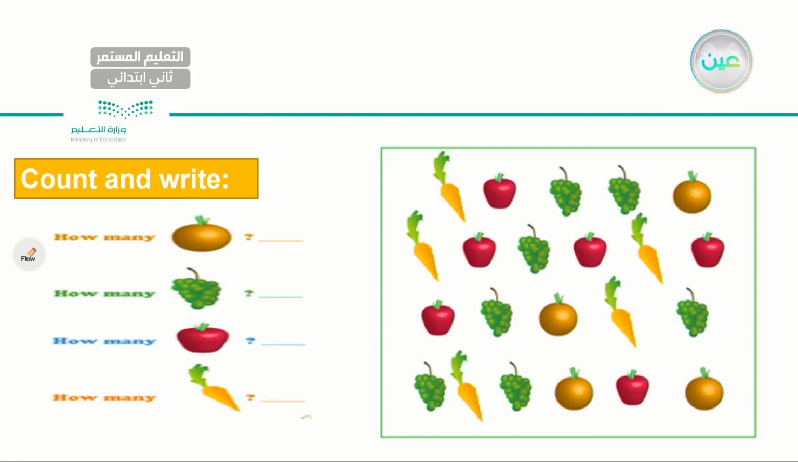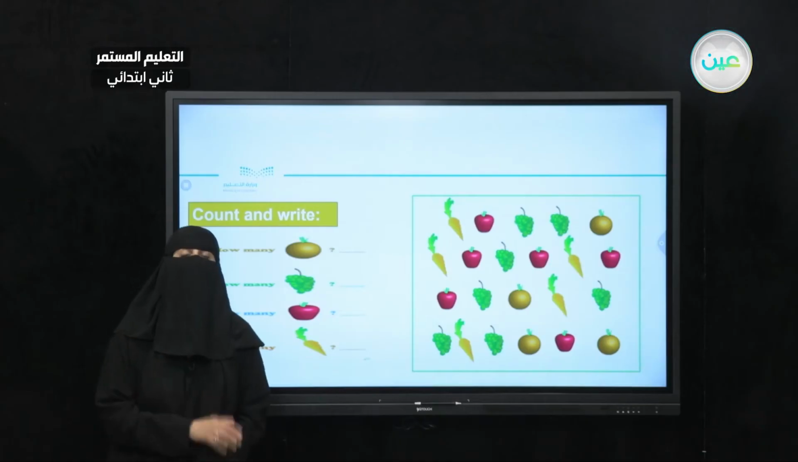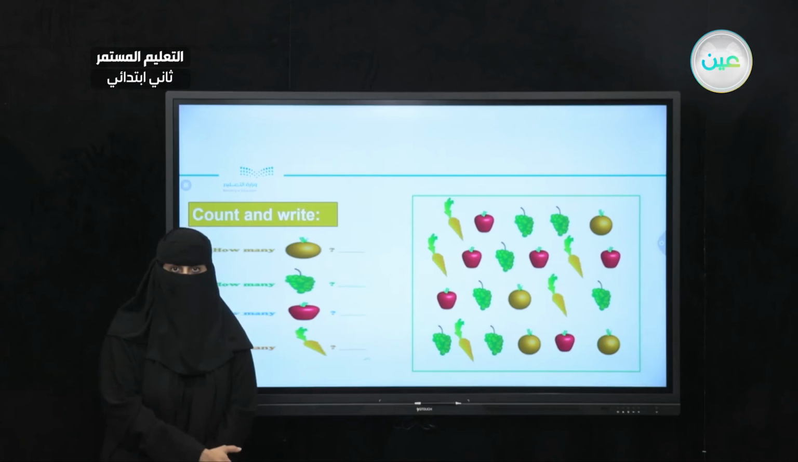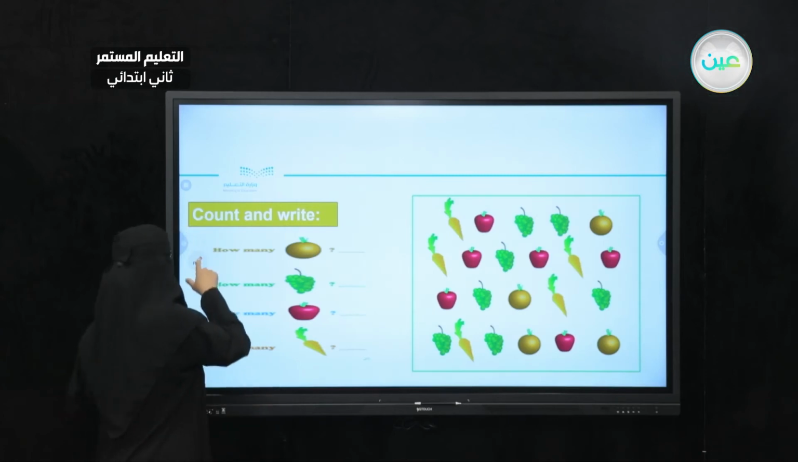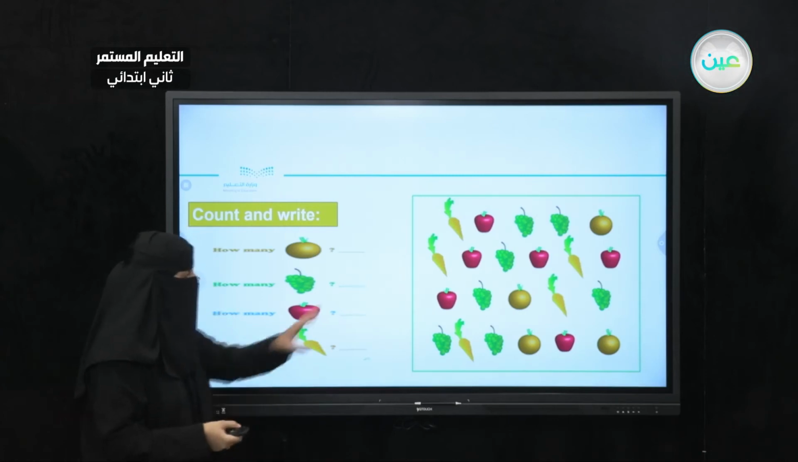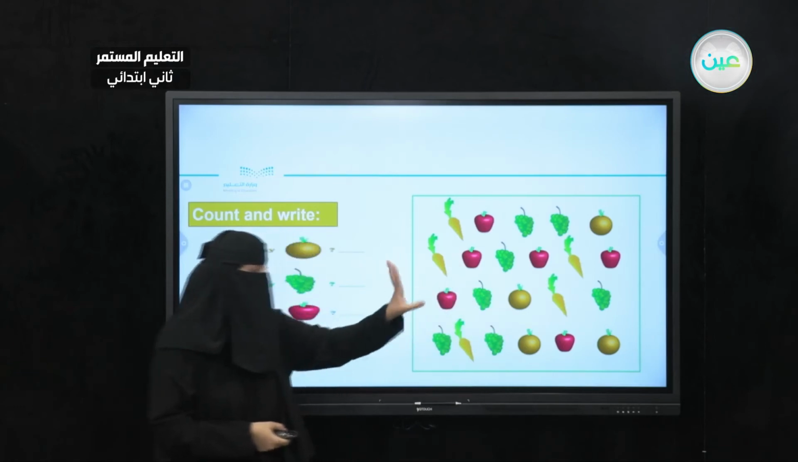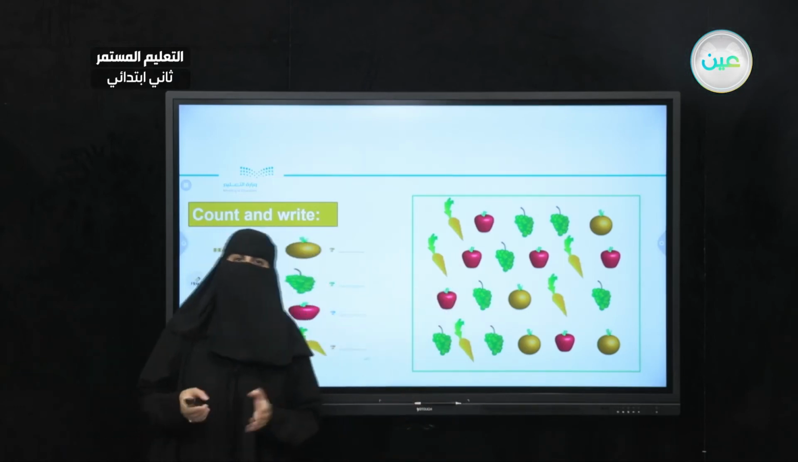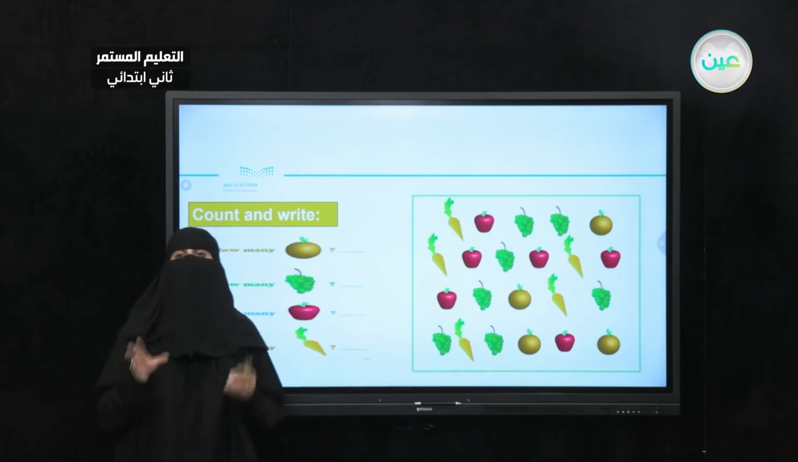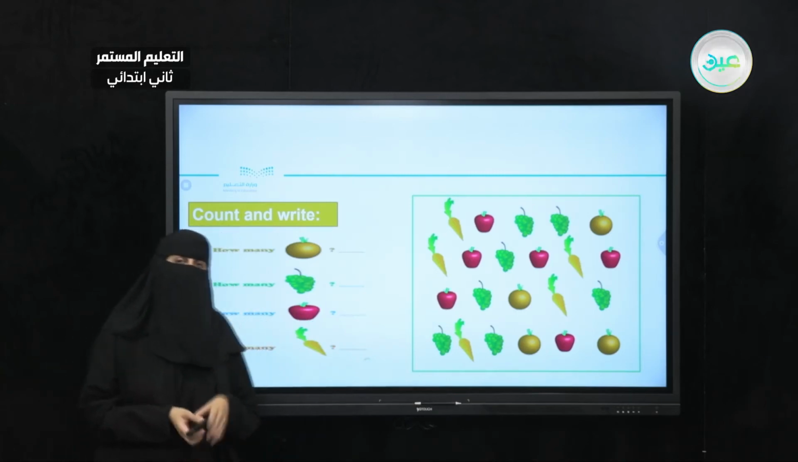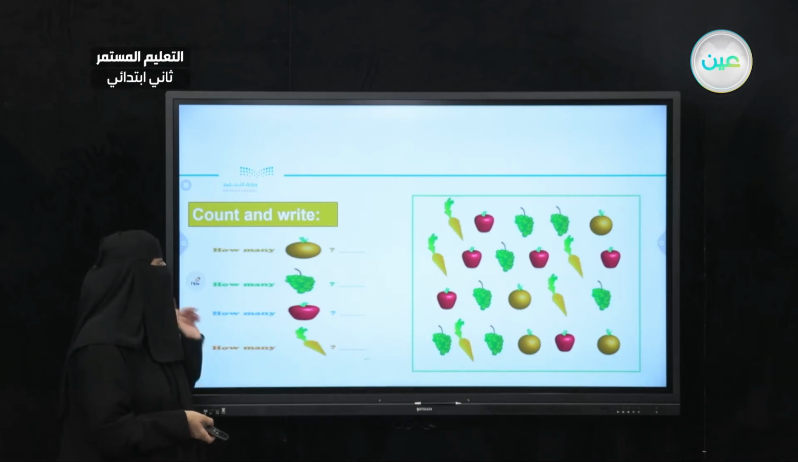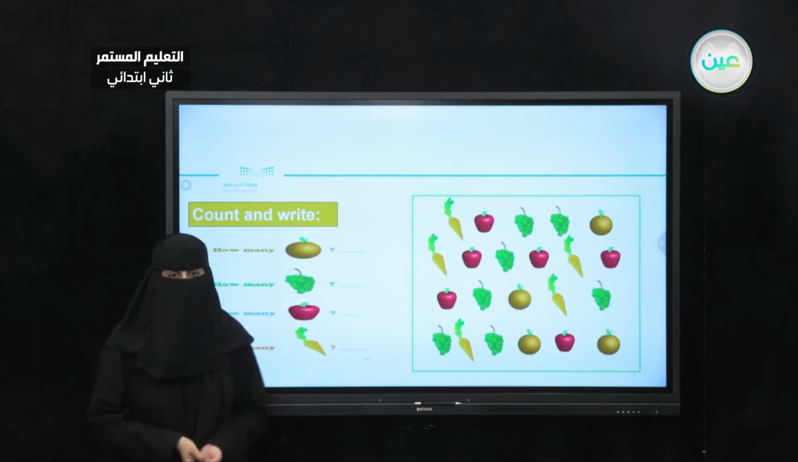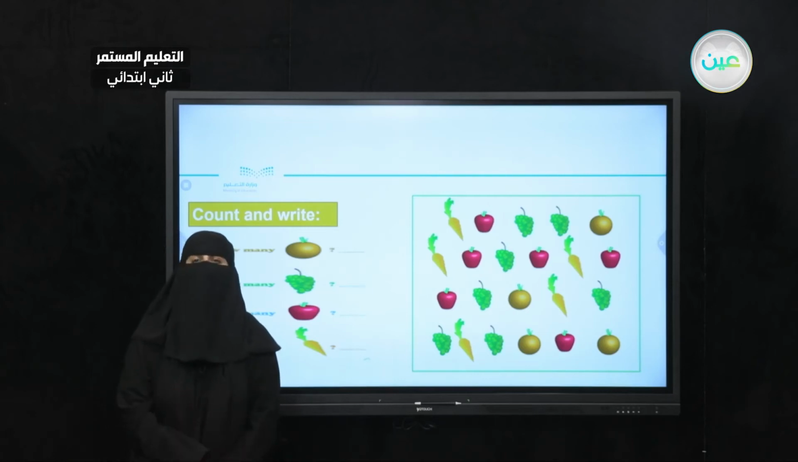Now, this is a different exercise. Actually, for this one, I will give you time, okay? What I need you to do is have your pencils ready. As you can see in the picture, I have 4 different fruit or vegetables, okay? Count how many we have of each kind: how many oranges, how many grapes, how many apples, and how many carrots do you have. I will give you up to perhaps 30 seconds.